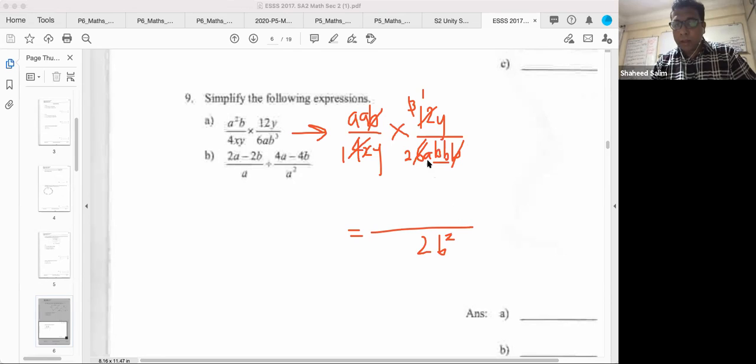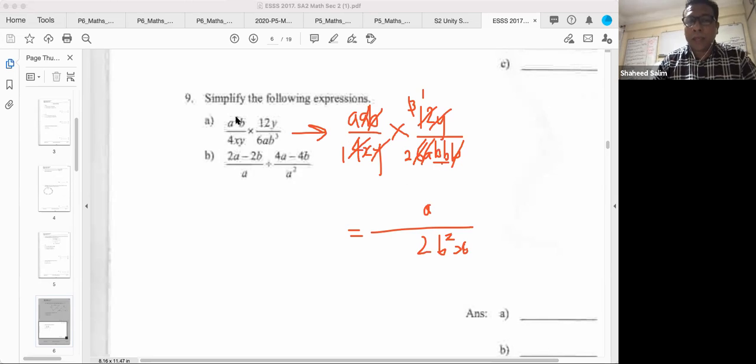Okay. Then A can cancel 1A here, 1A here. No more A. Y can cancel Y, Y. So now you have X down here at the bottom. You have B, B, B, B means B squared, 2. On top is A. This is your answer, A over B squared X. Okay, I hope you get it.